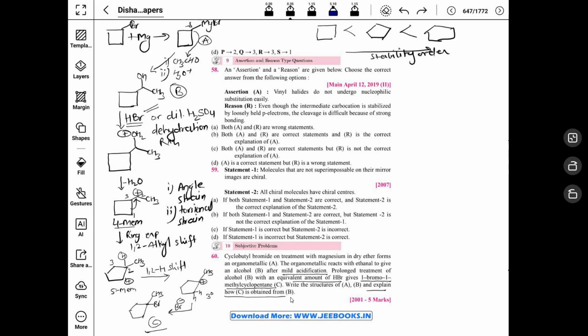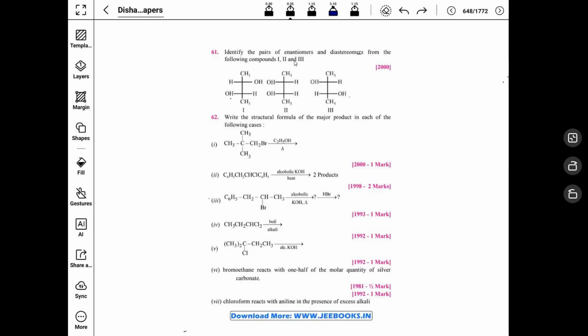Now, the next question is: identify the pairs of enantiomers and diastereomers from the following compounds. So if you see, these are stereoisomers. And the best way is to draw the mirror and check: this OH is here, yes. Hydrogen is here, yes. OH, no. This is OH here. So 1 and 2, we can easily find that 1 and 2 are diastereomers, because diastereomers are non-mirror images.